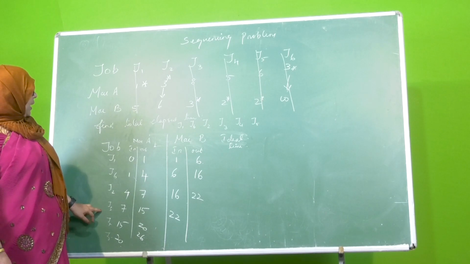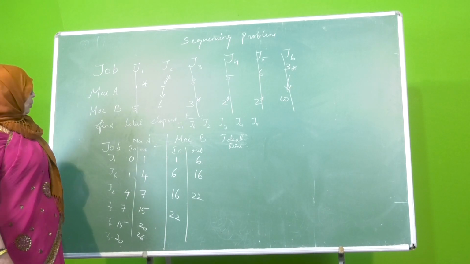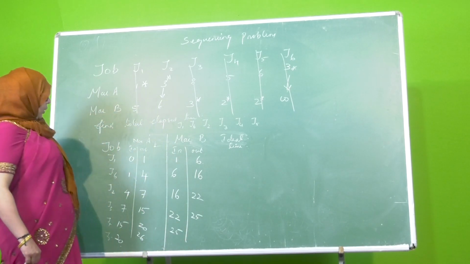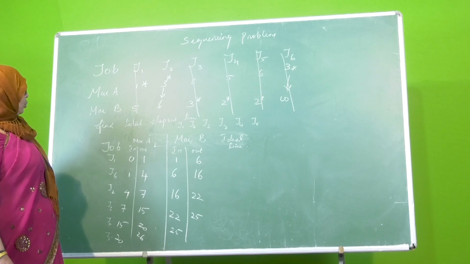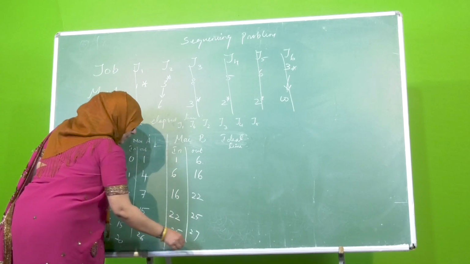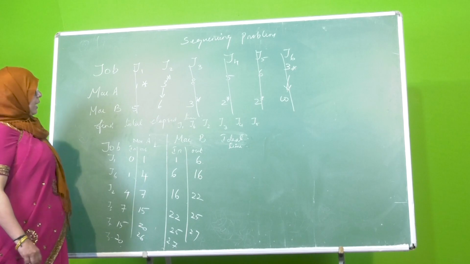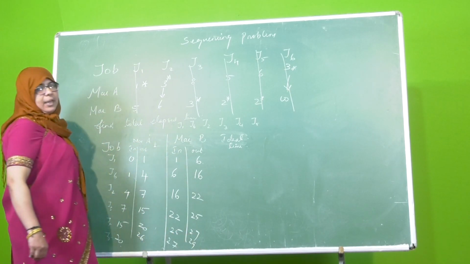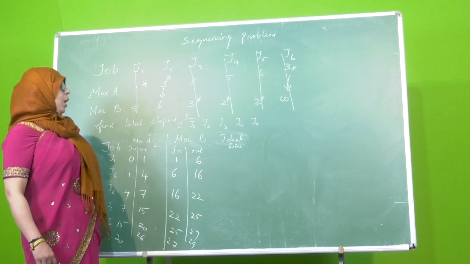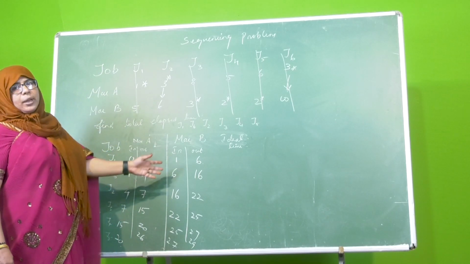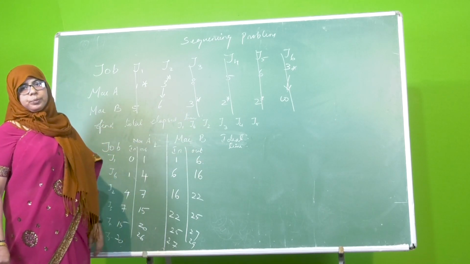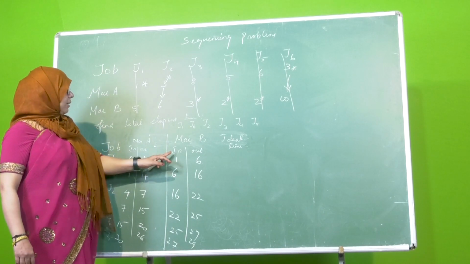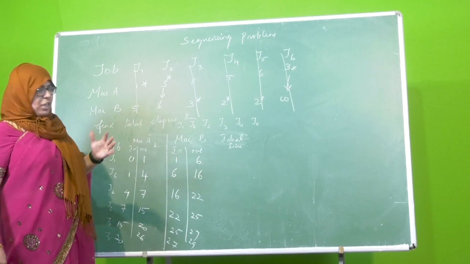Okay. So J3, machine B, 3, that is 25. So 25. J4, 2, that is 27. You have to write 27. J5, that is 29. Now, you have to calculate one more thing, the idle time. So, what is the value? What is the out and in value for both machine A and machine B?